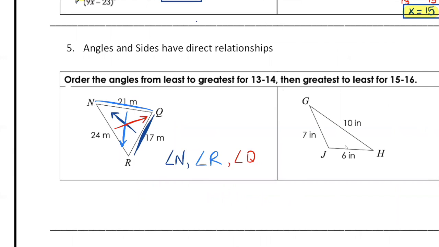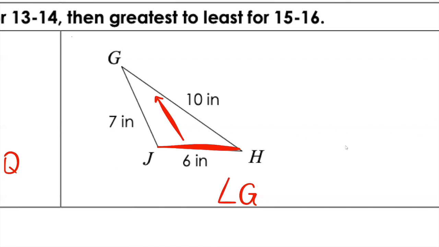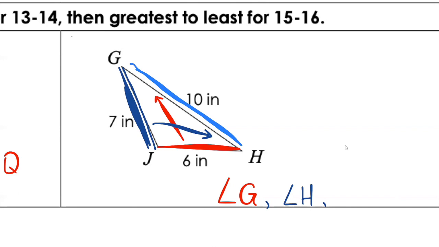Beautiful stuff right here, guys. JH is our shortest side, so it is opposite of our smallest angle. So angle G. What up, G? GJ is my next smallest side. It is opposite of our next smallest angle, so angle H. Which means that GH is our longest side, and it will be opposite of our largest angle.